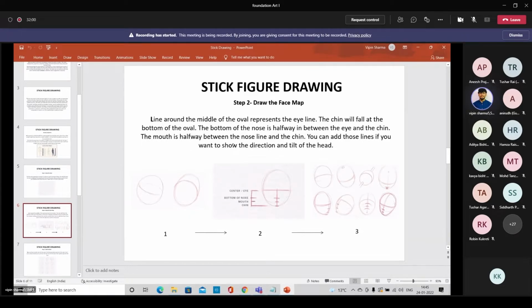The mouth is halfway between the nose line and the chin. You can add those lines if you want to show the direction and tilt of the head. So we need to mention it. Up and down, in this way you can use these lines whenever we have to arrange the head. So we just mention the center line for the eyes, half of the half circle for the nose, half of the bottom for the mouth, and the last one is called the chin. So in this way you can start.